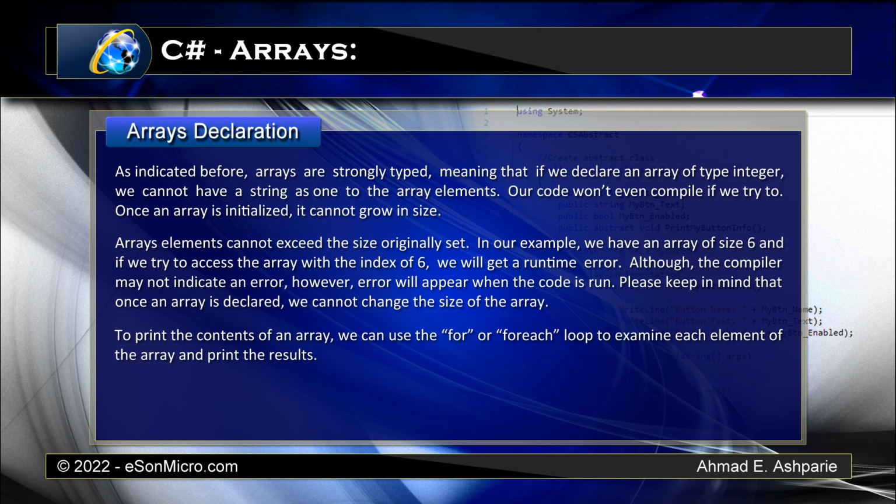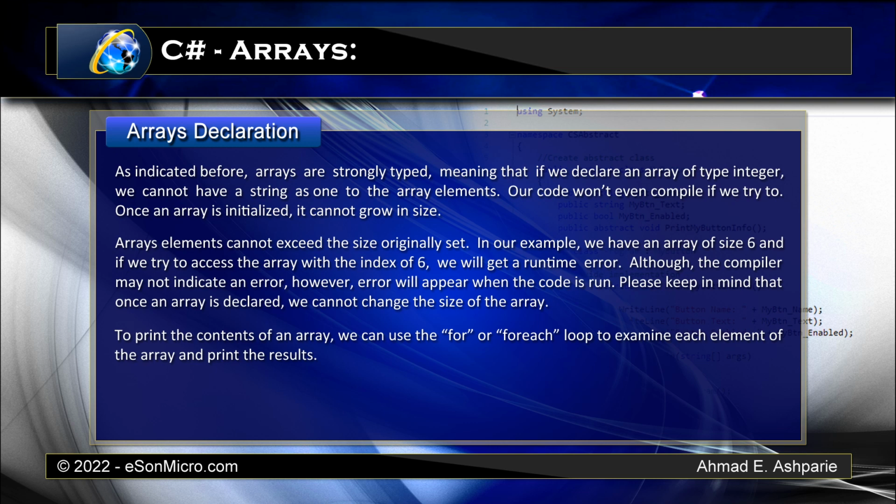To conclude, as indicated before, arrays are strongly typed, meaning that if we declare an array of type integer, we cannot have a string as one of the array elements. Our code won't even compile if we try to. Once an array is initialized, it cannot grow in size. Array elements cannot exceed the size originally set. In our example, if we have an array of size 6, and we try to access the array with the index of 6, we will get a runtime error. Although the compiler may not indicate an error, the error will appear when the code is run.